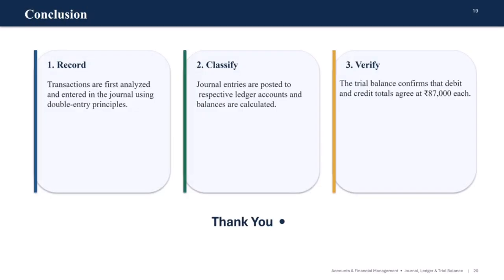Finally, this is the conclusion. To conclude, accounting follows step-by-step process. Every transaction is recorded using the double entry system. The journal, ledger, and trial balance help us maintain accurate financial records. In this example, both the debit and credit totals are 87,000, showing that the accounts are balanced.